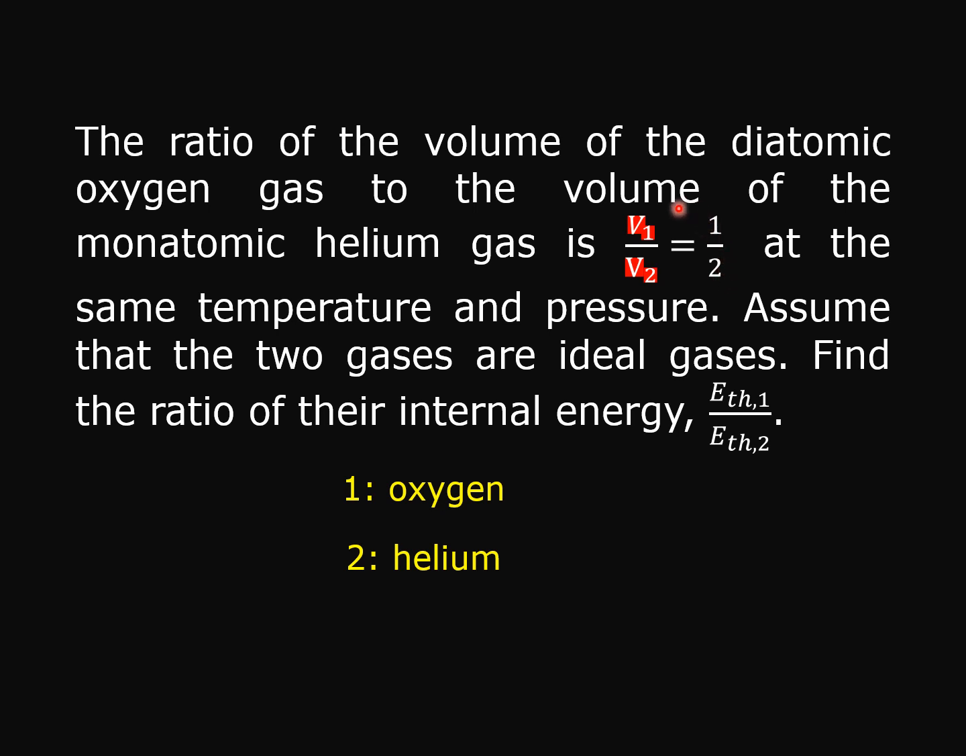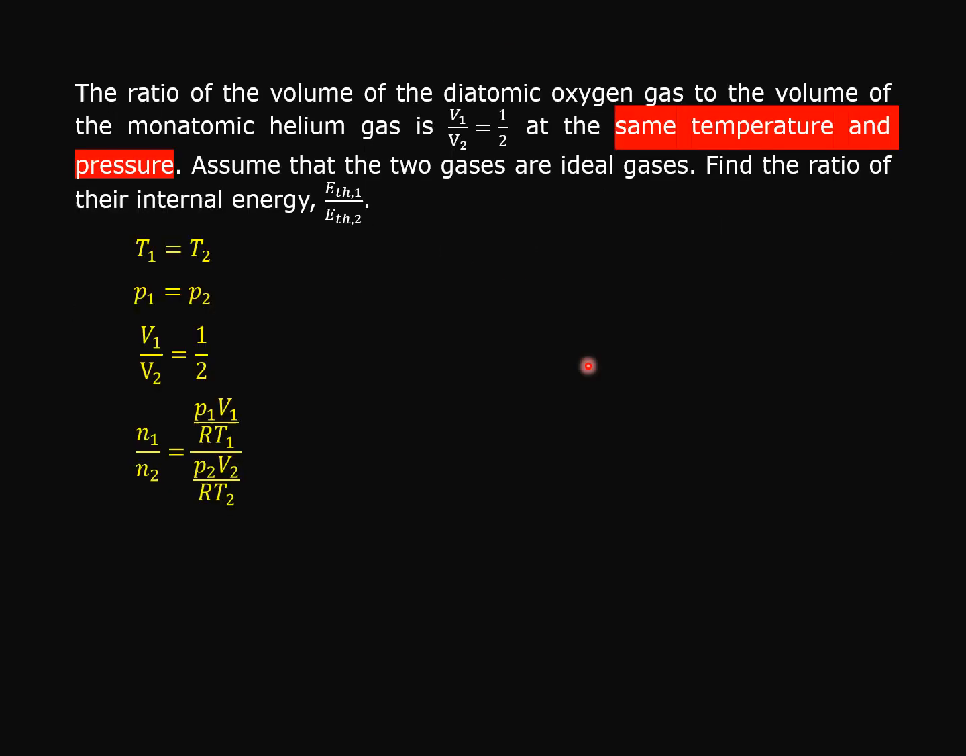From the symbols used in the question, we know that the subscript 1 refers to the oxygen gas, and the subscript 2 is for the helium gas. The two gases are at the same temperature and pressure. So from the information given in the question, we know that T1 equal to T2, P1 equal to P2, and V1 over V2 equal to half.